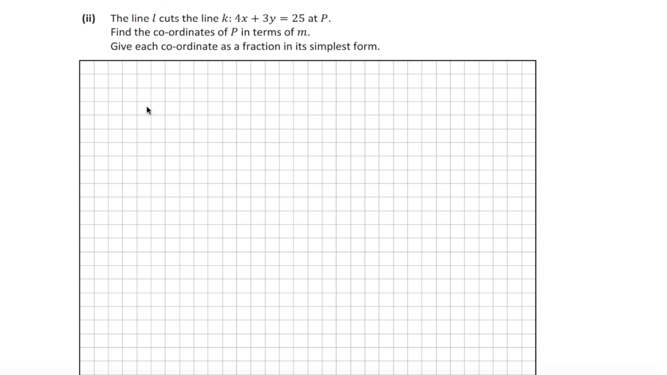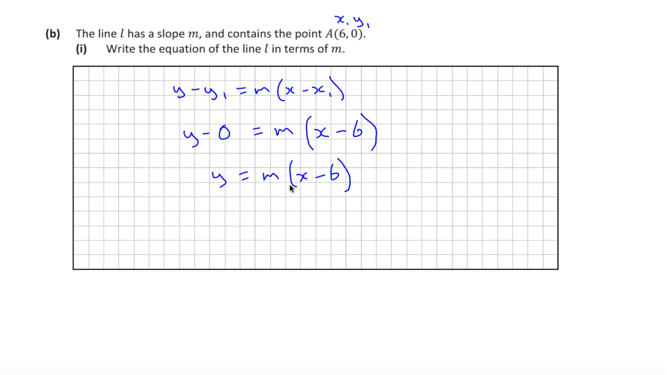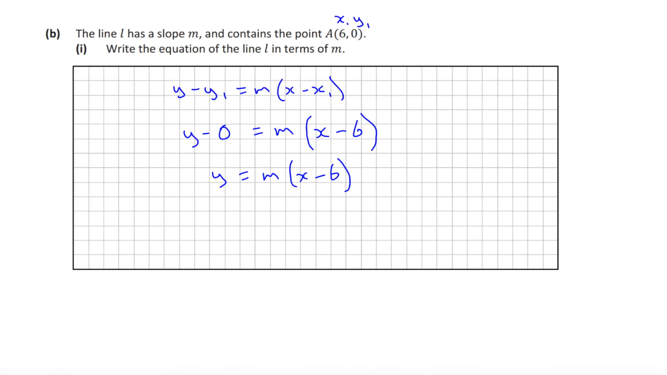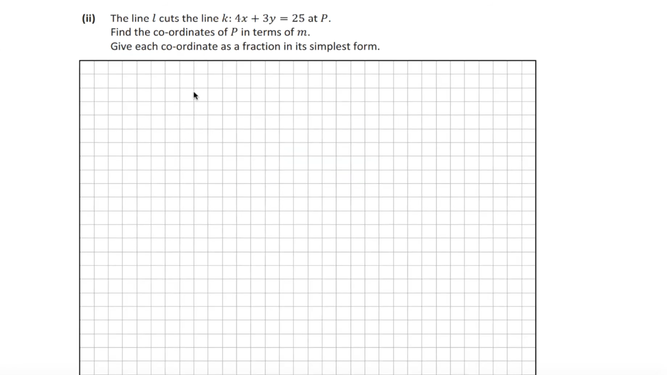And finally, part B2 says the line L, that's the line we've just found the equation of, cuts the line K, which is 4x plus 3y equals 25, at a point P. Find the coordinates of P in terms of m, and give each coordinate as a fraction in its simplest form. Okay, so we'll just rewrite out this formula here. y is equal to m bracket x minus 6.